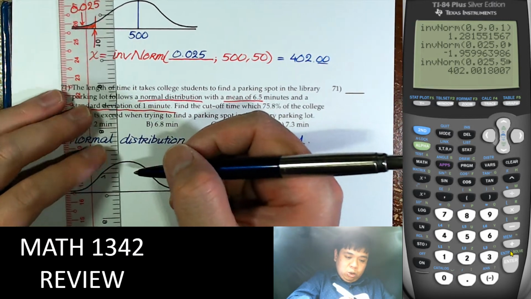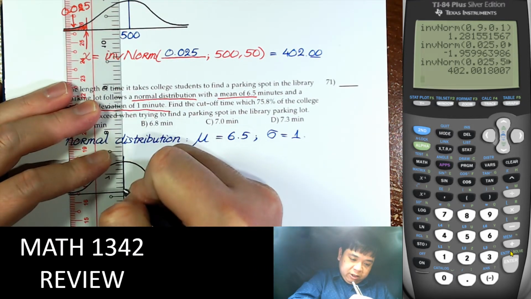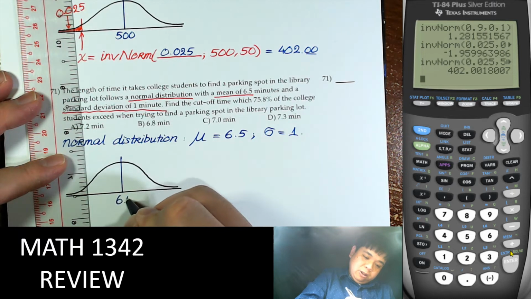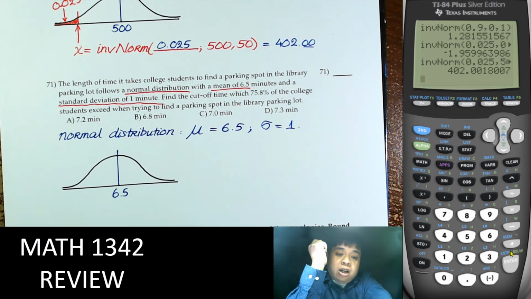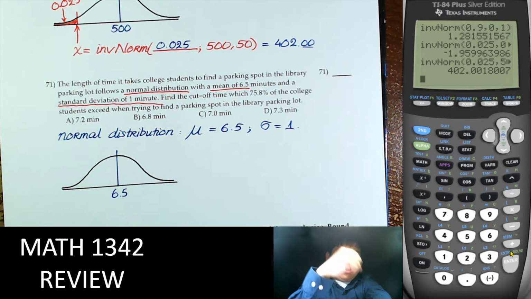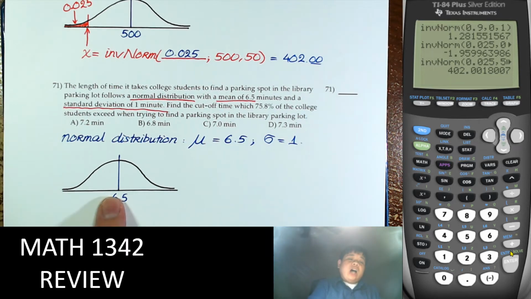And the mean is 6.5 in the middle. Now we have to be careful. I'll find a cutoff time at which 75.8% of college students exceed. So let me ask you, is that going to be more than 6.5 or less than 6.5? Think about this. 6.5.